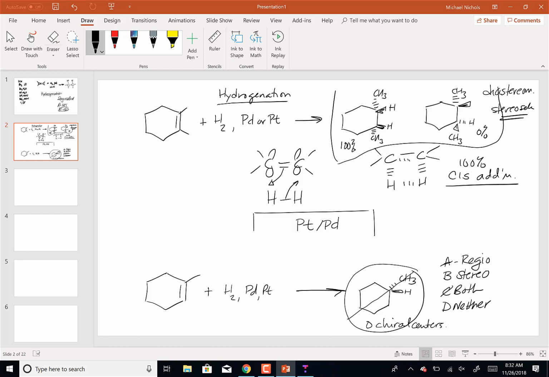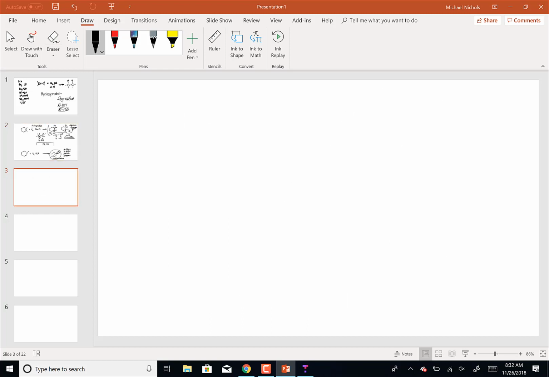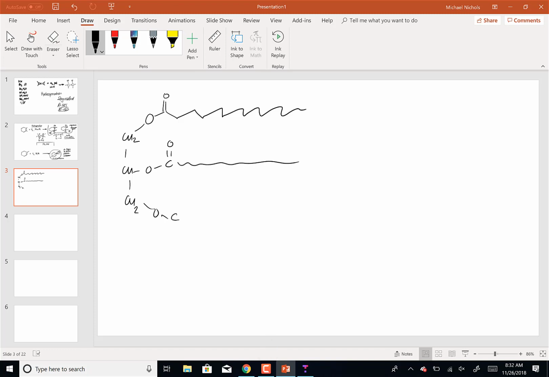What else do we have? Another reaction that we can do, let me talk about hydrogenation's importance. So hydrogenation is important to turn alkenes into alkanes. And since it adds 100% cis, probably the thing that it's used the most for is to convert these molecules from one form to another.